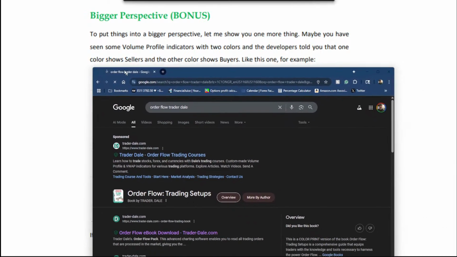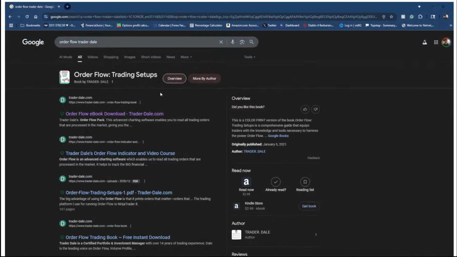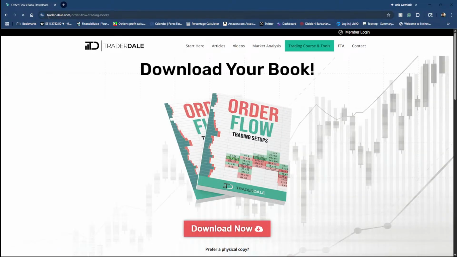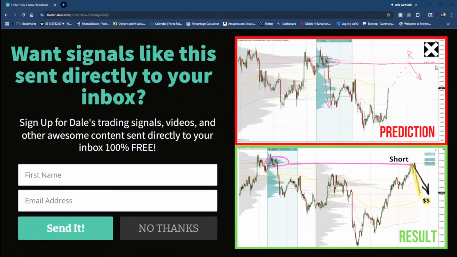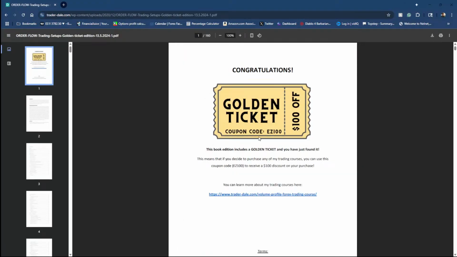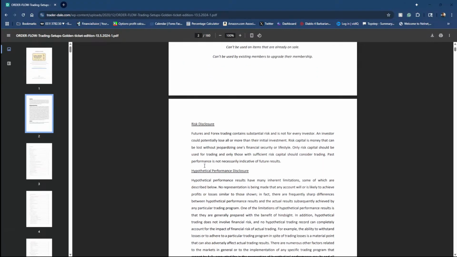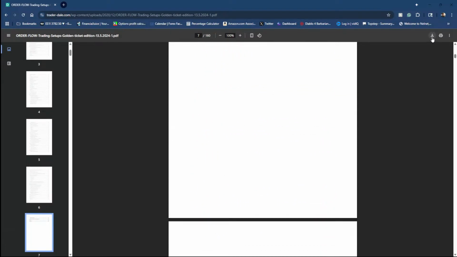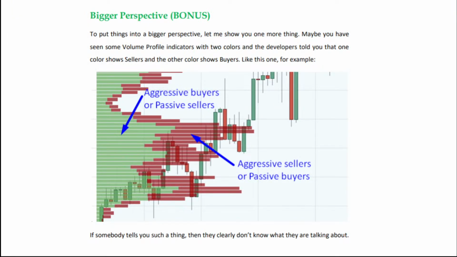If you go straight to Google or whatever search engine you use, type in order flow by Trader Dale, click on order flow ebook download on Trader Dale or trader-dale.com. You can come directly to his website and click download now. Here's the book. You can just literally download this directly from his website, completely for free.